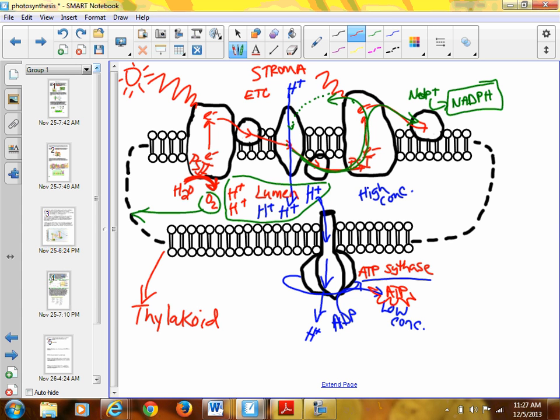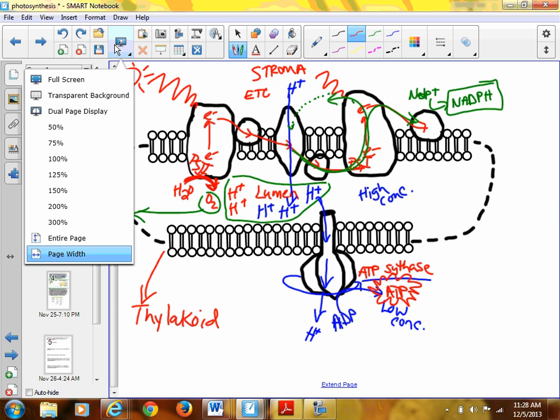It's going to tack on another phosphate group. So every time one of these protons gets pushed through that protein, it makes the top spin, gives enough energy for that ATP molecule to get powered up. So now using photons, water, electrons, we've now made ADP into ATP and NADP plus into NADPH. And now those two are going to make their way into the Calvin cycle to start making glucose for the cell.